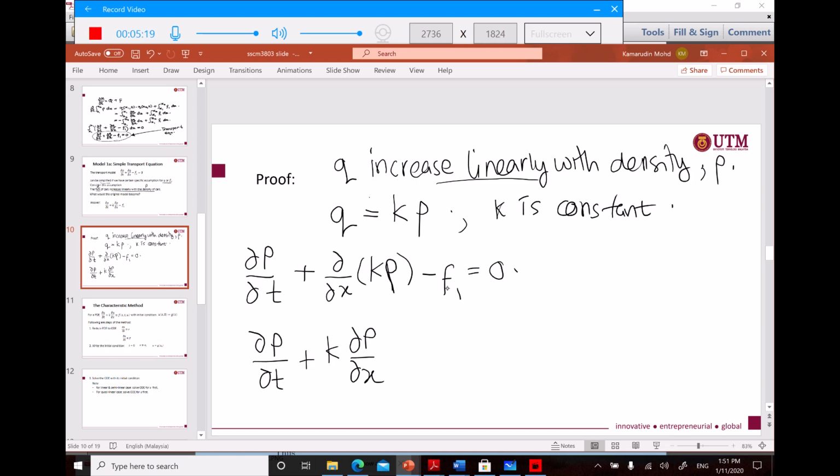Okay, F1 here, if we refer back to our previous notes, F here consists of x or t. It may consist of x, it may consist of t, or both. It can be constant as well. So we can bring it to the right hand side like this. So now this is the simple transport equation model. I named it here for when we consider the assumption that the flux increases linearly with the density.